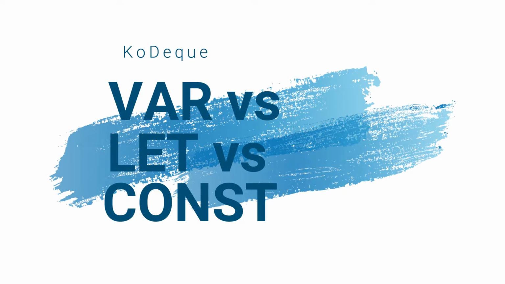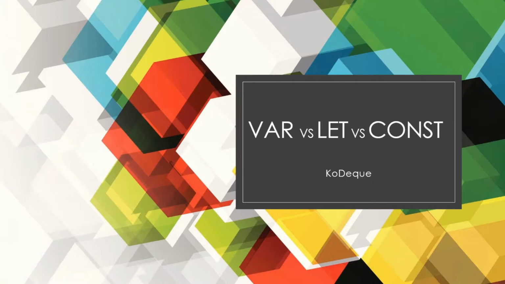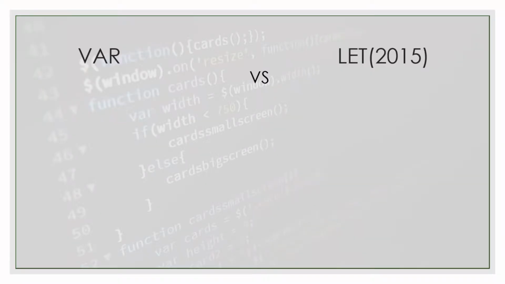In this video we will discuss the difference between var, let and const. Var was introduced since the birth of JavaScript, but let and const became part of the JavaScript family when ES6 or ES 2015 was launched. There were certain problems with the scoping of var. That's the reason let was introduced. So let's see how var and let are different.